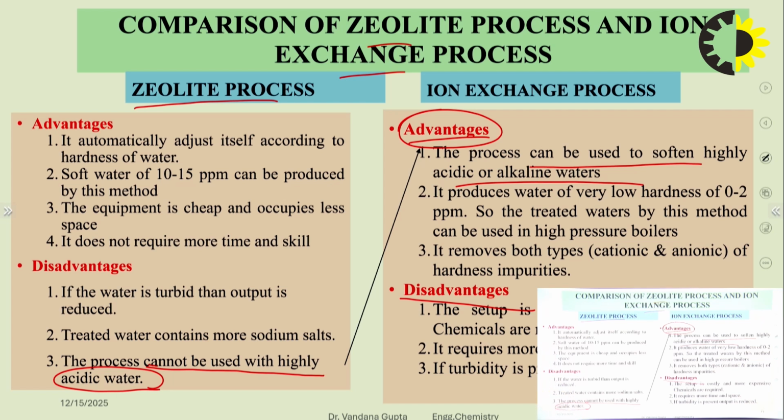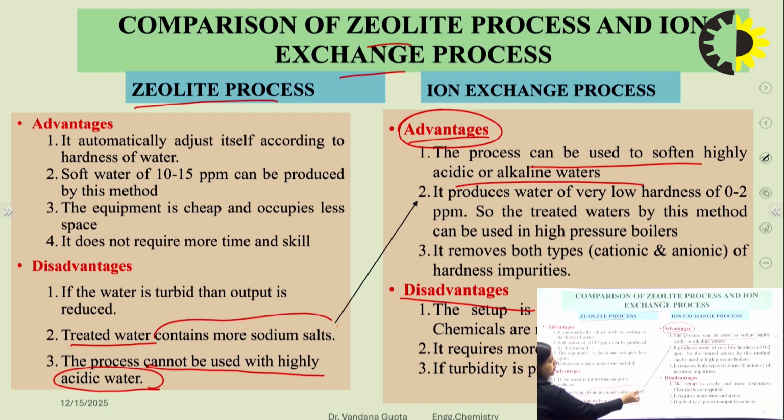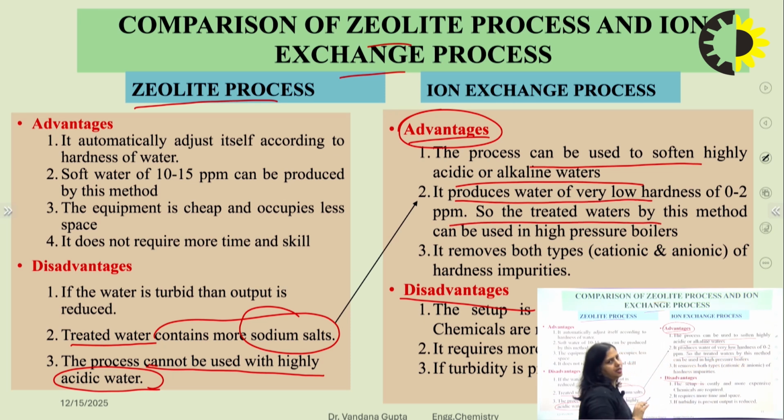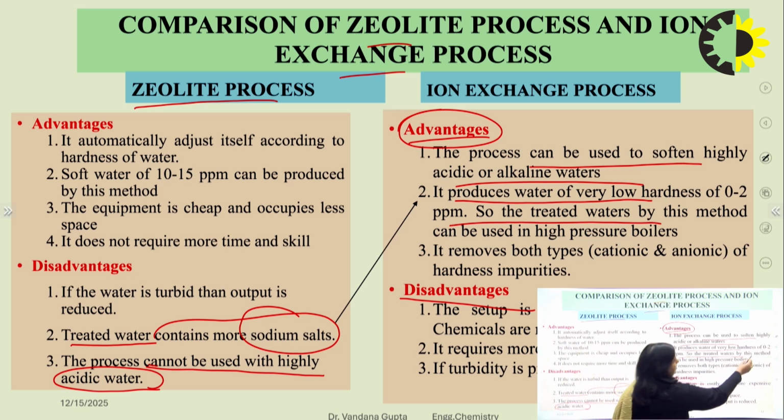Now let's see the second disadvantage of the zeolite process. The water softened by the zeolite process contains more sodium salt, as we discussed earlier, because the zeolite process can exchange only cations. This problem is also solved in the ion exchange method, because the ion exchange method removes cationic as well as anionic impurities, and the treated water contains only 0 to 2 ppm hardness.